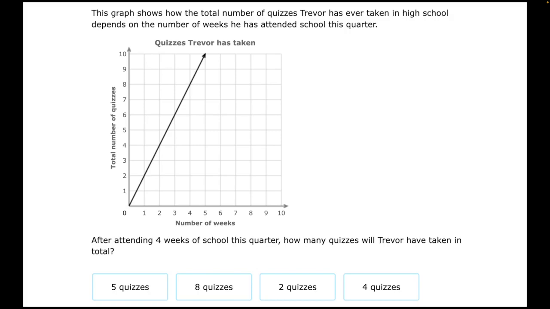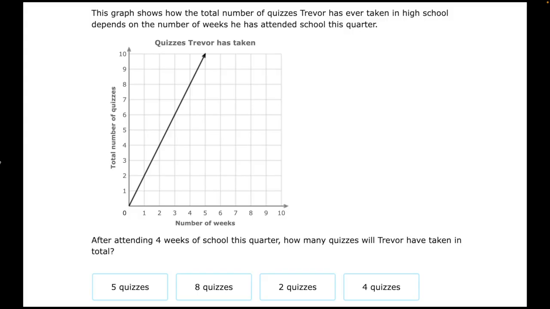So let's take a look at number one here. For number one, it says, this graph shows the total number of quizzes Trevor has ever taken in high school, depends on the number of weeks he has attended school this quarter. After attending 4 weeks of school this quarter, how many quizzes will Trevor have taken in total?